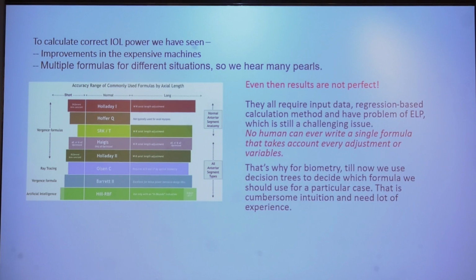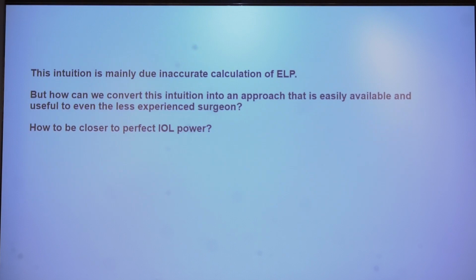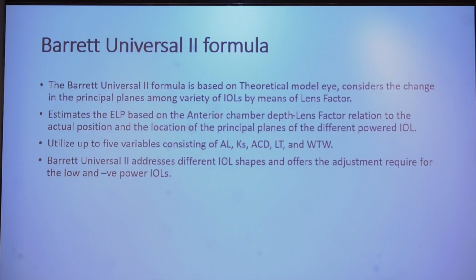That's why for biometry, till now, we have used decision trees to decide which formula we should use for a particular case. That is cumbersome, intuition-based, and depends on a lot of experience with regression-type formulas. This intuition is mainly due to inaccurate calculation of expected lens position. But how can we convert this intuition into an approach that is easily available and useful even to less experienced surgeons? Now, how do we get close to the perfect IOL power calculation?